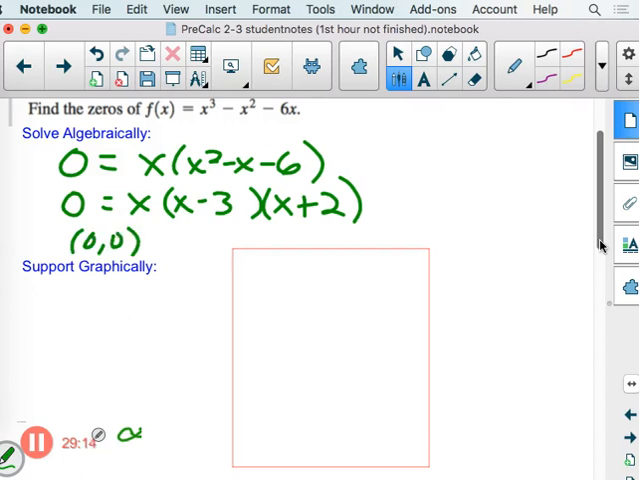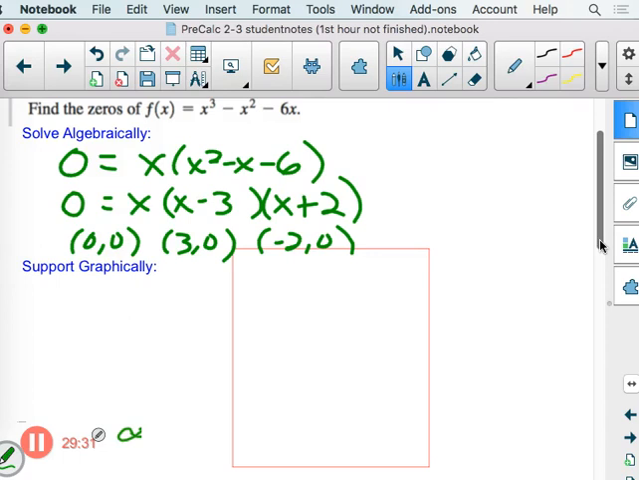How about x minus 3? 3, 0. X minus 2, or sorry, x plus 2. I hate when I say the answer. I'm trying to go through these. Negative 2, 0. There it is.